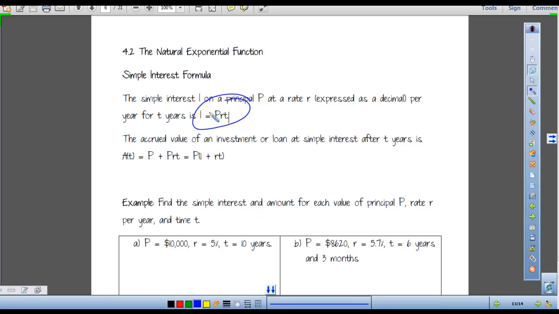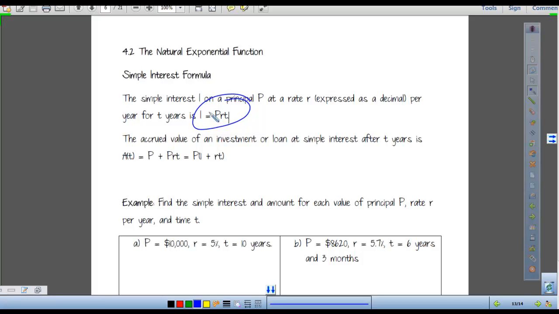Okay, I equals PRT. It says the simple interest I on a principal P, principal is what we invest, or it could be what we borrow, depending on which end of the table you're on, at a rate R, which we express as a decimal, per year for T years is I equals PRT. This is not compound interest, just simple interest.